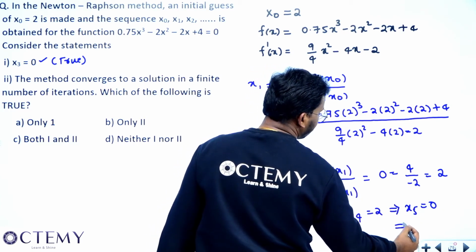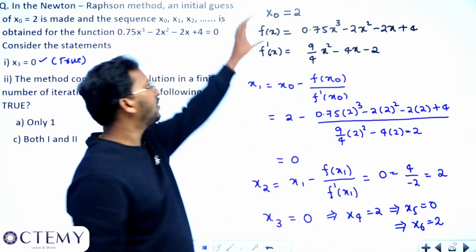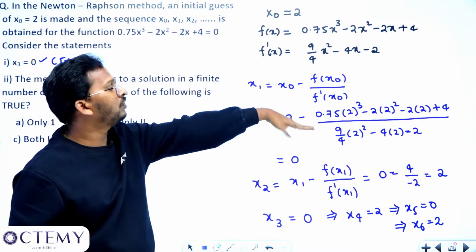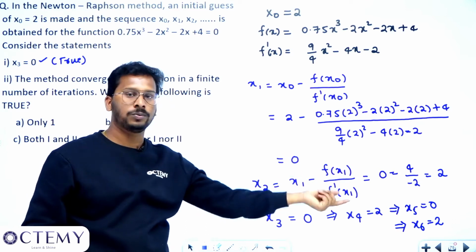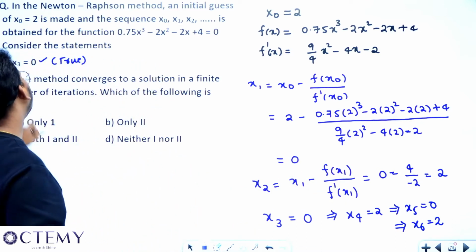What will be your x6, sir? Your x6 will be 2. Understand, sir? Because the function is not changing, we'll always be substituting this 2 value here and here. So when you simplify this, it will always become 2, 0, 2, 0, 2, 0, 2, 0, 2, right? So you can say that the method converges to a solution in a finite number of iterations.